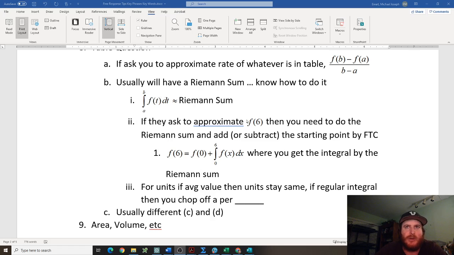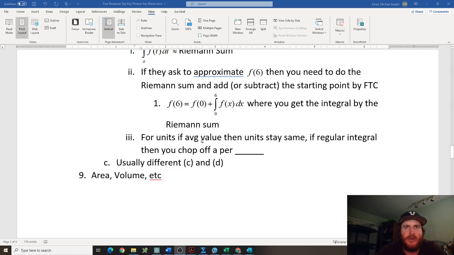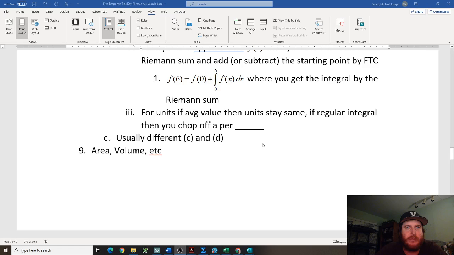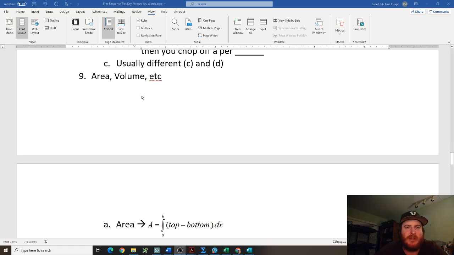Sometimes they might ask us to approximate f of 6. And then you might have to do some kind of an FTC thing where you do f of 6 equals f of 0 plus the integral from 0 to 6, where this integral from 0 to 6 part you do with a Riemann sum, but then you have to add your answer to the starting value. That's a little more complicated. And then for units, if it says average value, the units stay the same. But if it's just a regular integral, you chop off the units. And then there's the area volume stuff, which we just did.